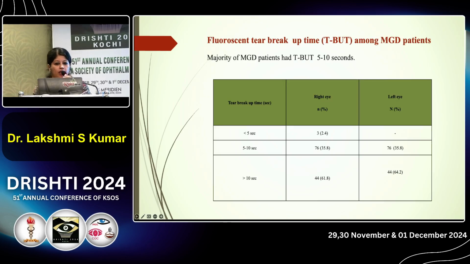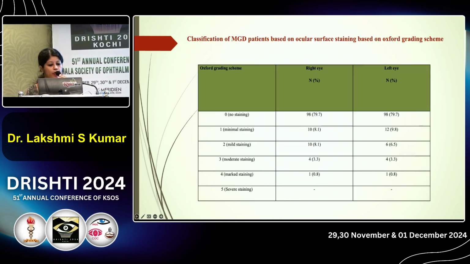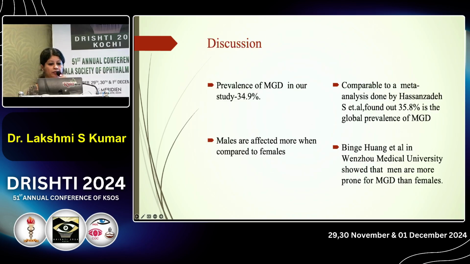And fluorescein breakup time among MGD patients, majority of meibomian gland dysfunction patients had TBUT of 5 to 10 seconds. Less than 5 seconds were noted only in 3 patients. Classification of meibomian gland dysfunction based on ocular surface staining based on Oxford grading system. Most of the patients have got no staining.